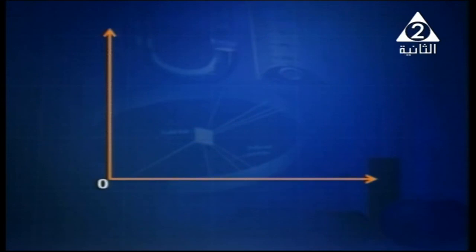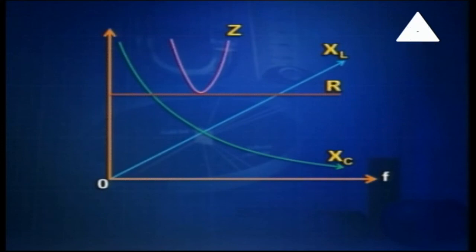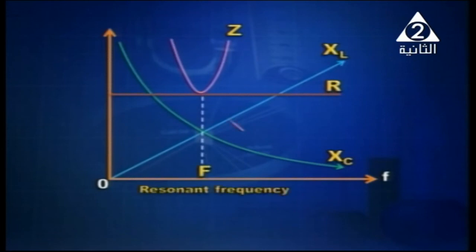If we plot the relation between opposition and frequency for each item, we obtain a straight line for inductive reactance, a curve for XC, the capacitive reactance, and a horizontal line for the resistance. To combine all of this, it is shown in front of you: the relation between impedance and frequency. And we've got something very important, the resonant frequency, at which XL is equal to XC.